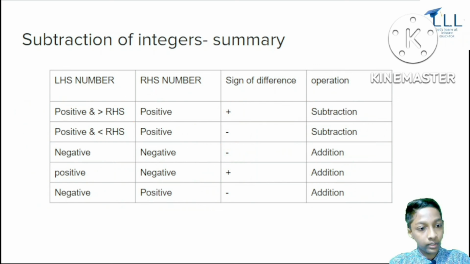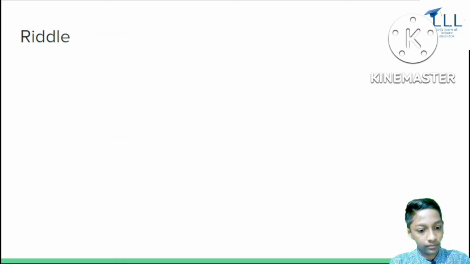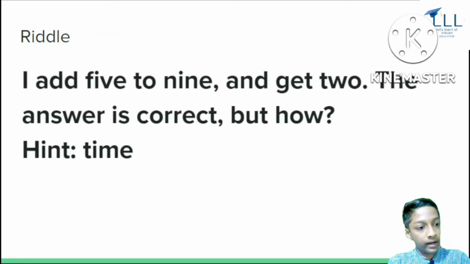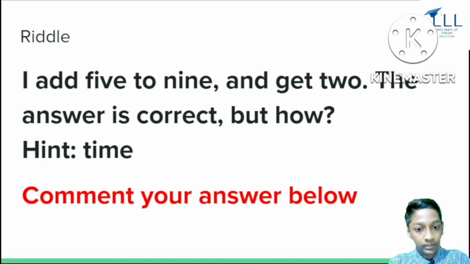We have completed the contents of this video, but before ending this video, I have a riddle for you. I add 5 to 9 and I get 2. The answer is correct, but how? And the hint is time. Please comment your answers below.